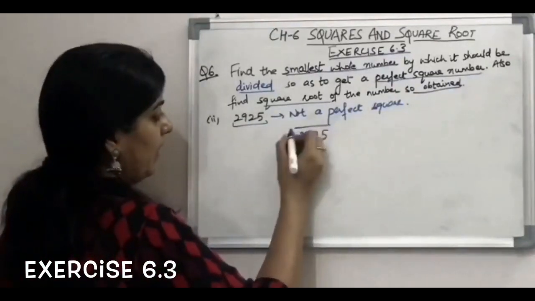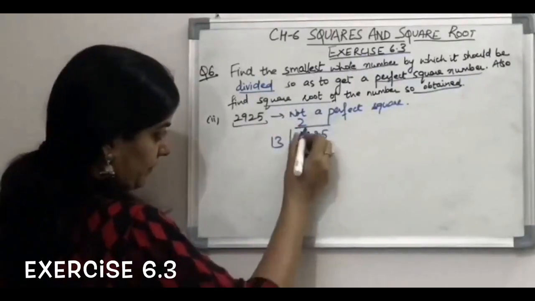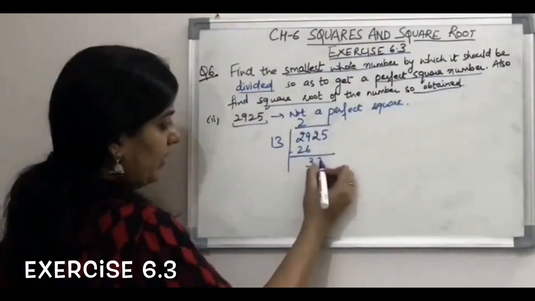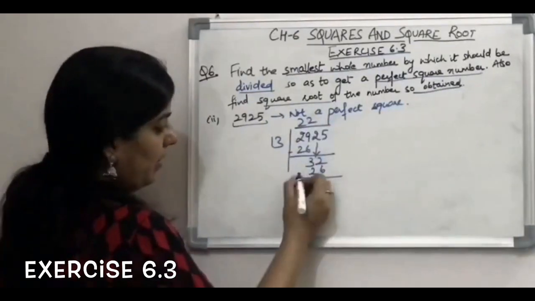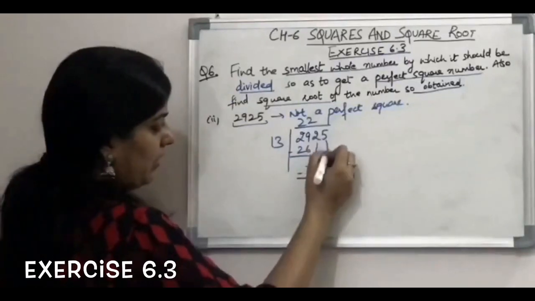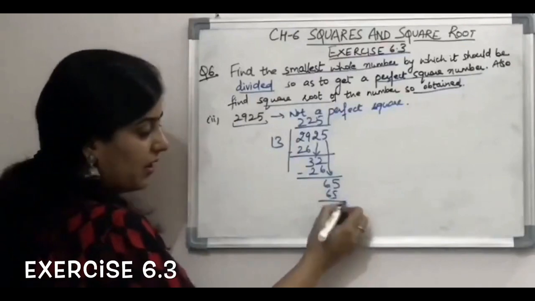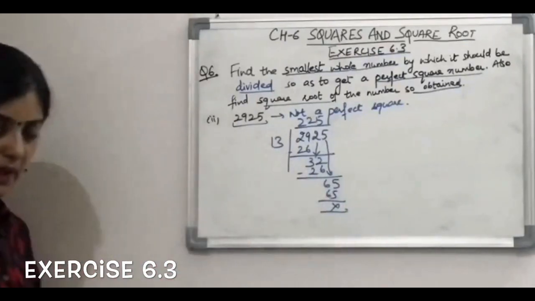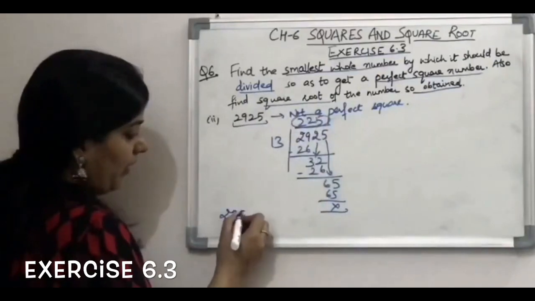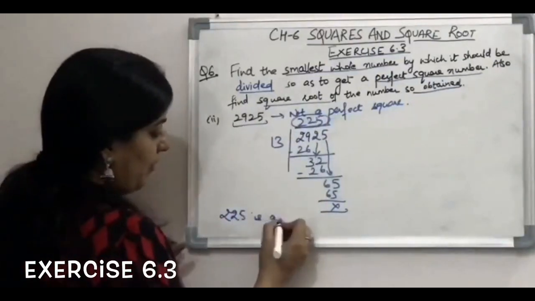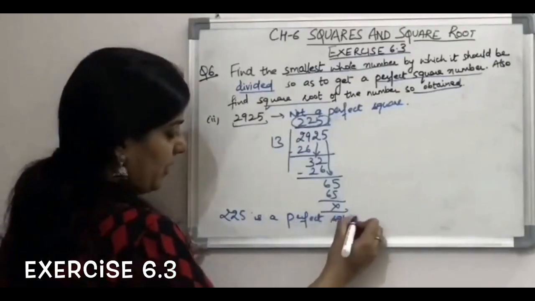2925 by 13. 13 twos are 26. What we have got here? 32. Again 13 twos are 26. 6 and 5. So 13 fives are 65. This is how you divide. So what is the new number that you have obtained? So 225 is a perfect square. Now this will be a perfect square.